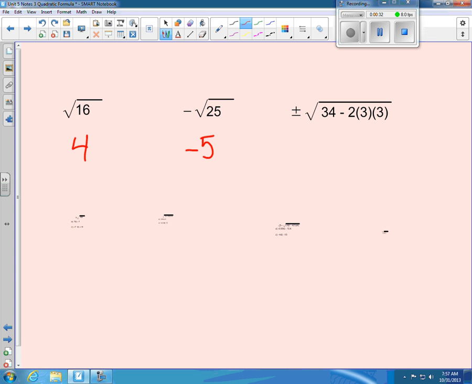This next one, we see a plus and a minus sign, a positive and negative sign. That just means that our solution is going to have the positive answer and the negative answer. So we're going to use the square root sign like parentheses. It's a grouping symbol. We're going to simplify under the grouping symbol first. And so that means we're going to do that multiplication before we do our subtraction according to order of operations. So we have 34 minus 2 times 3 is 6. And 6 times 3 gives us 18. Then we're going to go ahead and do that subtraction. 34 minus 18 gives us 16. We've already seen 16 today. Square root of 16 is 4, so our solution is positive 4 and negative 4.